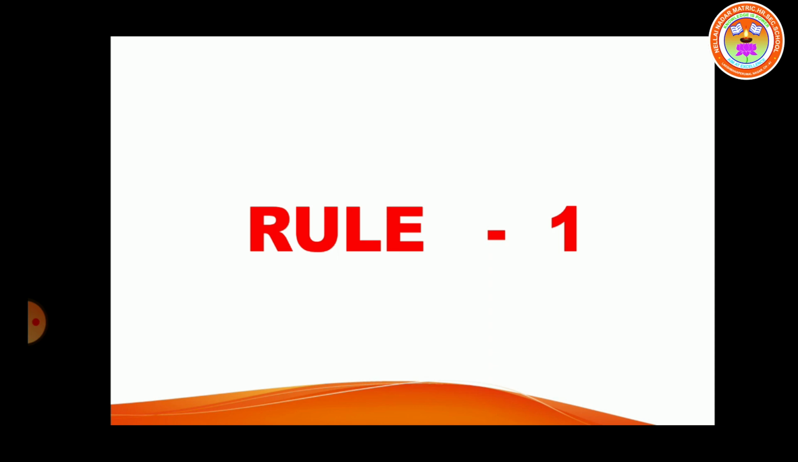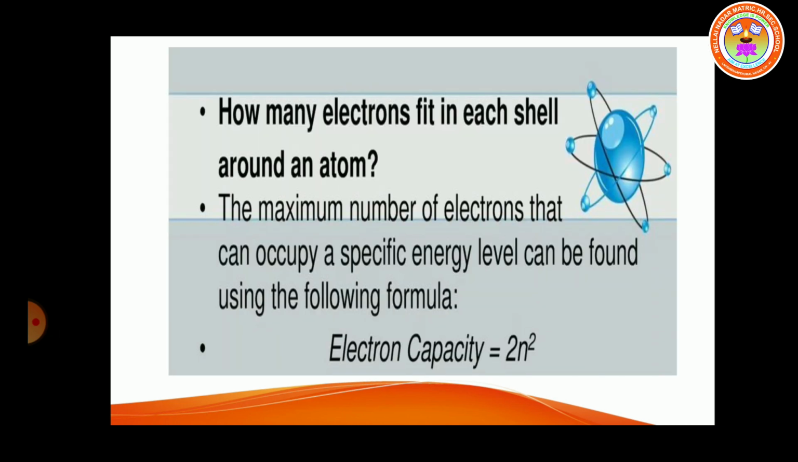How to write the electronic configuration of atoms? We follow 3 rules. First rule: the maximum number of electrons that can be accommodated in a shell is equal to 2n square, where n is the serial number of the shell from the nucleus. So, what is the first rule? The maximum number of electrons that can be accommodated in a shell is equal to 2n square. This is the first rule.